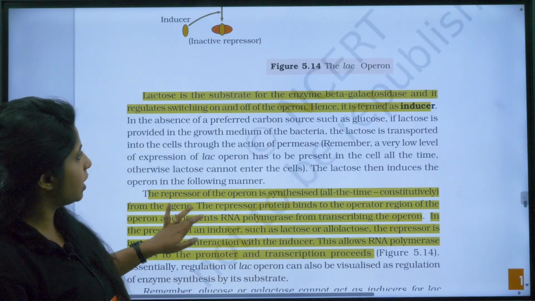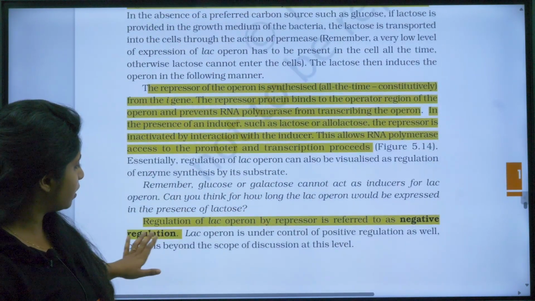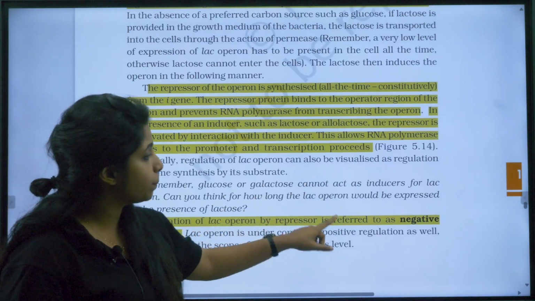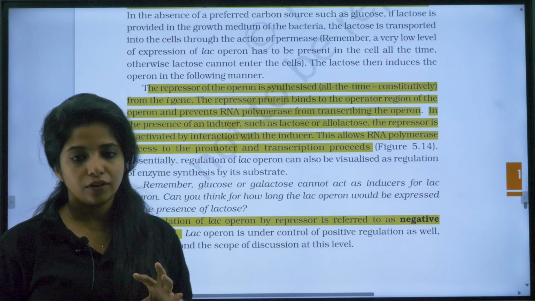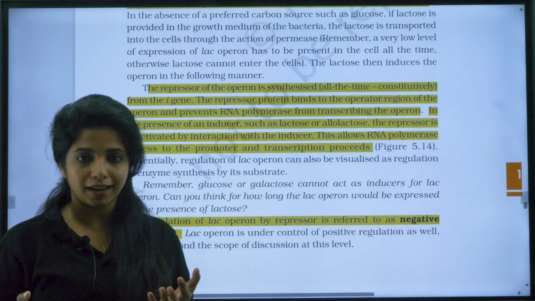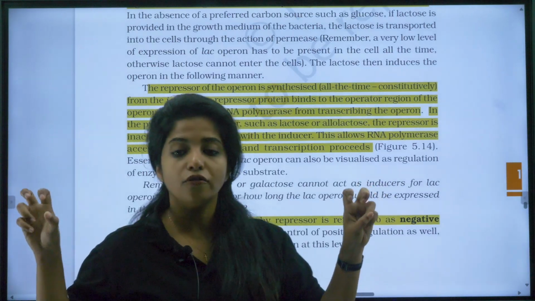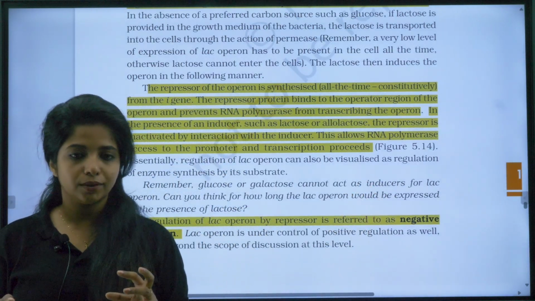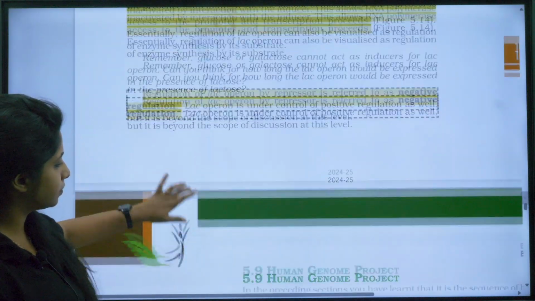Okay, so basically the lactose is going to act like an inducer. Please remember that. And one more very important thing, regulation of lac operon by repressor is referred to as negative regulation. It is what? Negative regulation, because the repressor protein is there, and repressor protein is always keeping the lac operon in an off mode. So this is a negative regulation. Okay, and when lactose comes in, it basically helps in turning it on.